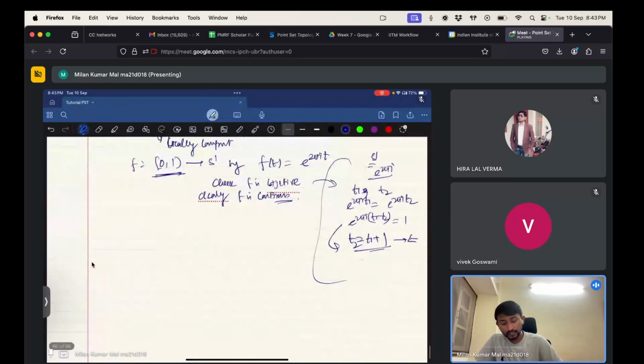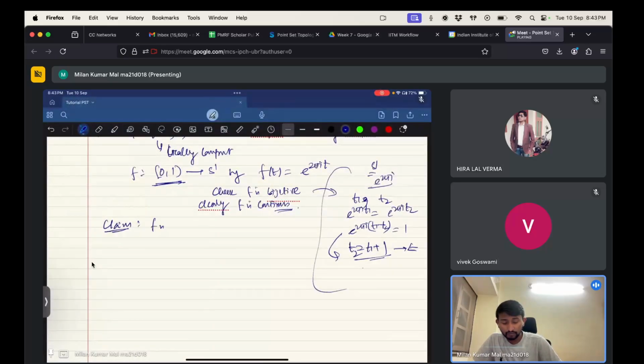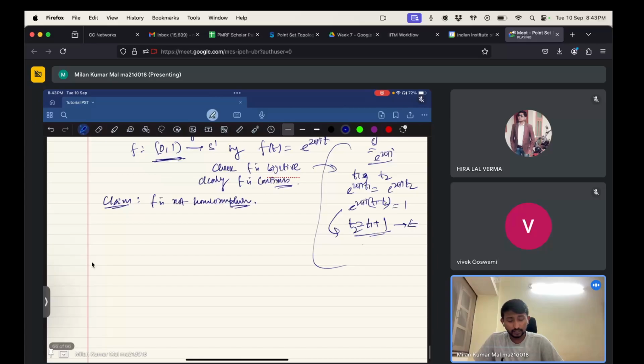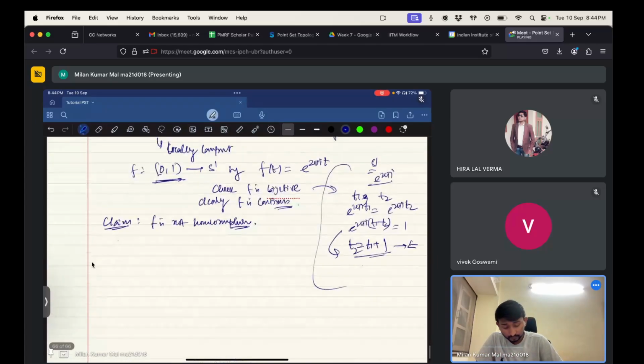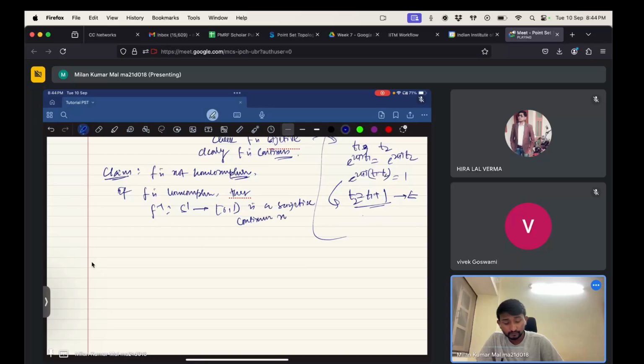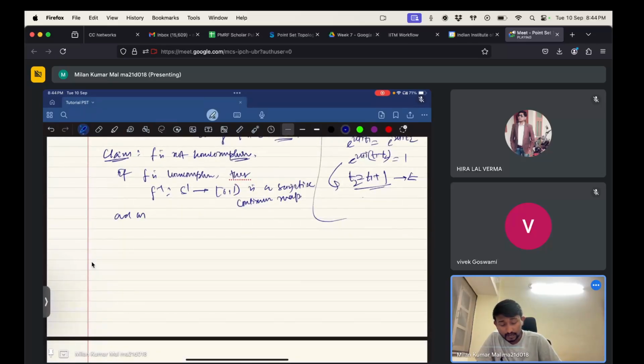Now the claim is f is not a homeomorphism, and that is very much clear, because if f is a homeomorphism, then f inverse from S1 to [0, 1) is a surjective continuous map, and as S1 is compact, we should have f inverse of S1, which equals [0, 1), compact. But that is a contradiction.